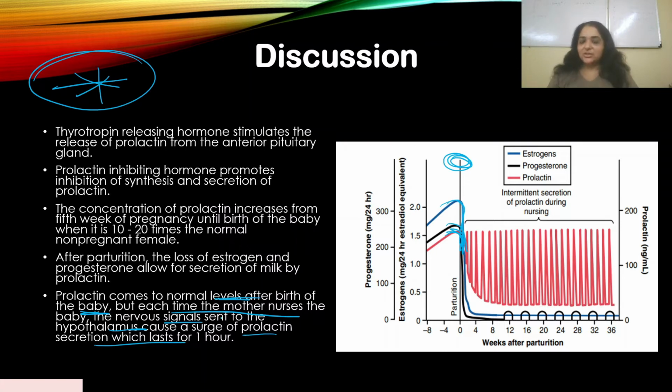So prolactin secretion, understand that whenever the mother is nursing the baby during the lactation period, it is not a continuous level. Okay, the secretion of prolactin is not continuous. There are surges. Every 1 hour there'll be a surge. Nervous signal is sent to the hypothalamus, which then sends a signal to the pituitary gland, and that secretes prolactin, which then produces milk. Prolactin is responsible for producing milk, and this surge lasts for every 1 hour. All right, clear?